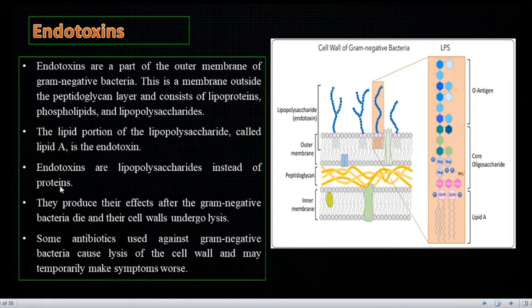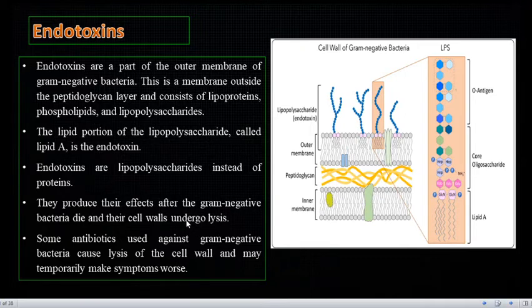Now, endotoxins are lipopolysaccharides instead of protein. So, wala silang protein component. They are composed of lipids and carbohydrates. Now, they produce their effects after the gram-negative bacteria die and their cell walls undergo lysis. So, if your bacteria is still living, the endotoxins will not be released. Marirelease lang sila kapag nag-undergo na ng rupture or lysis yung plasma membrane ng inyong gram-negative bacteria.